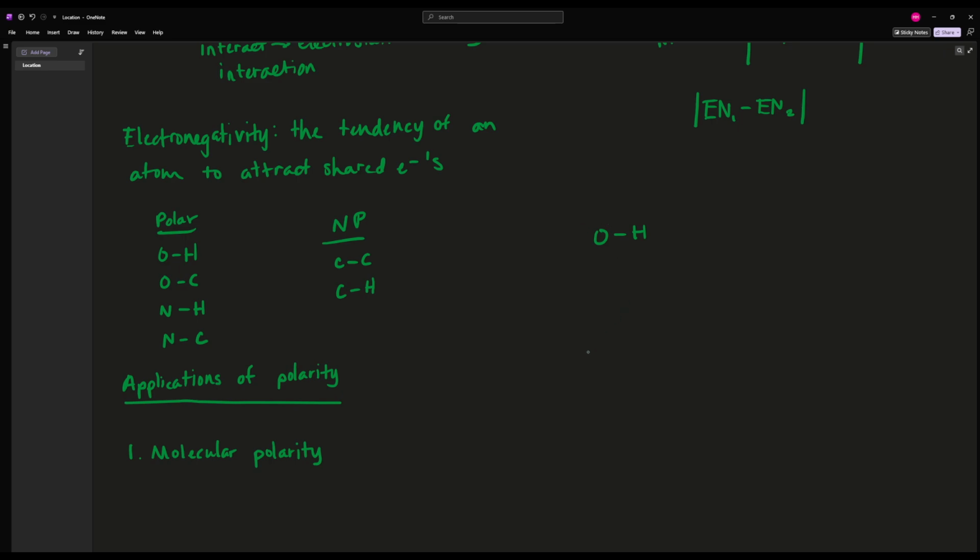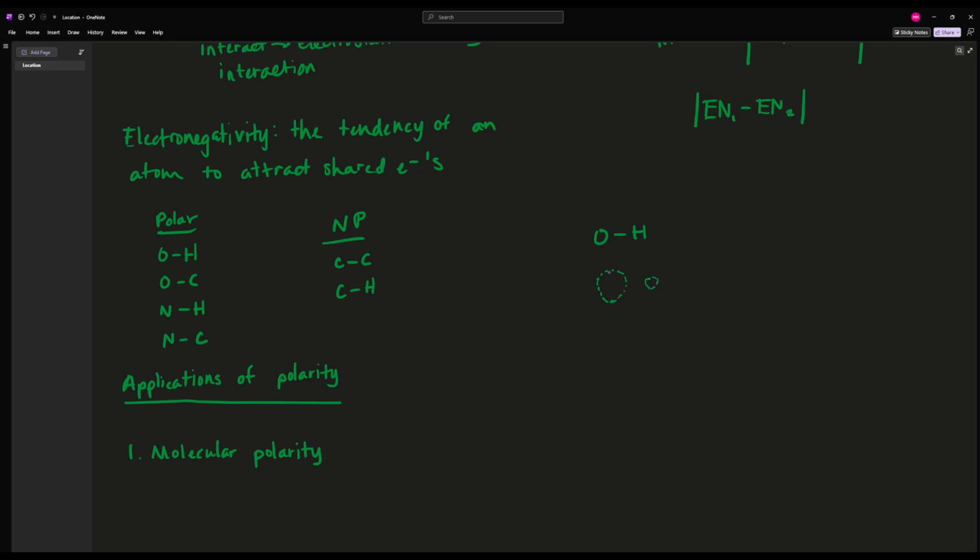Let's look at the oxygen-hydrogen bond for a second. Oxygen is going to pull electrons more. So we can denote that by putting a large electron cloud around our oxygen. Hydrogen is not going to have as large of a pull. So when the electrons go over there to the oxygen, they spend less time around hydrogen.